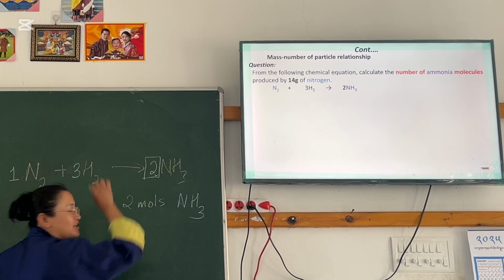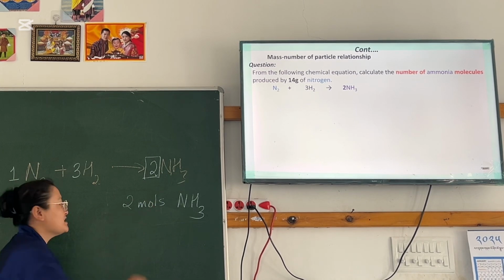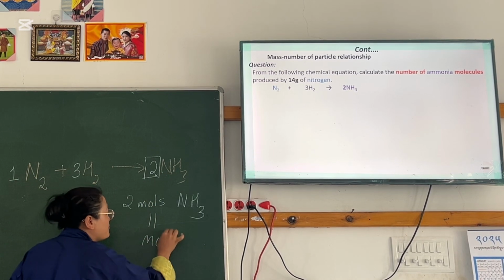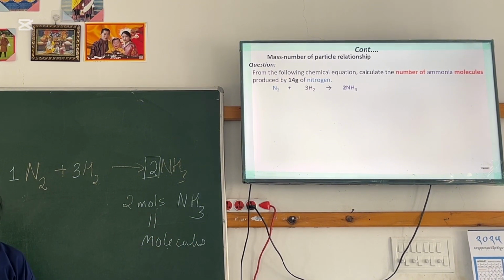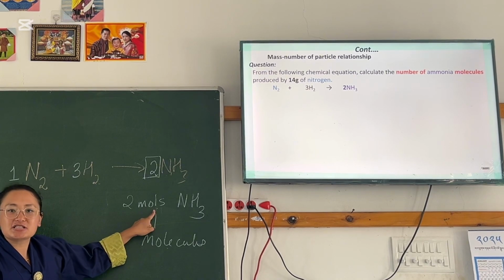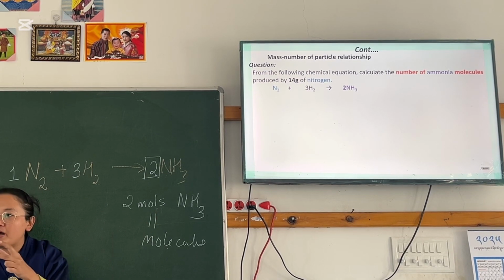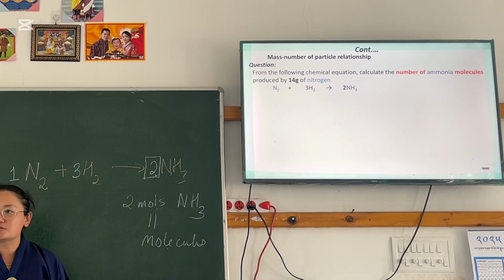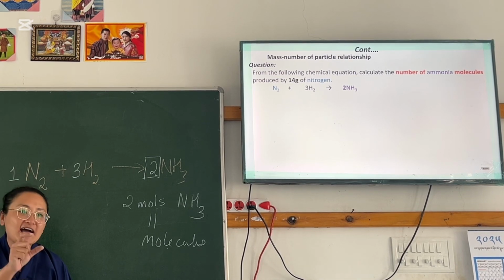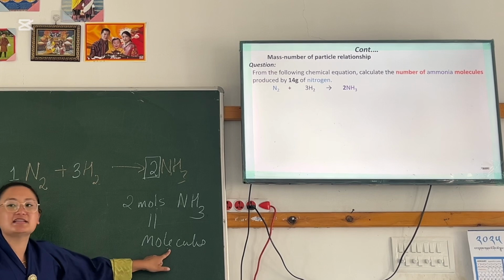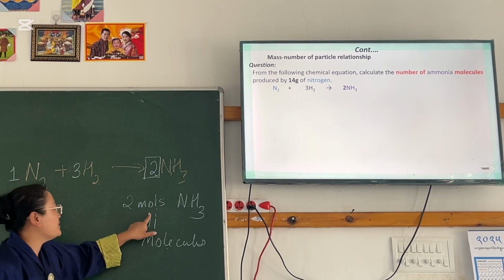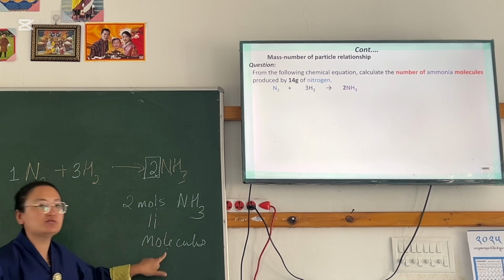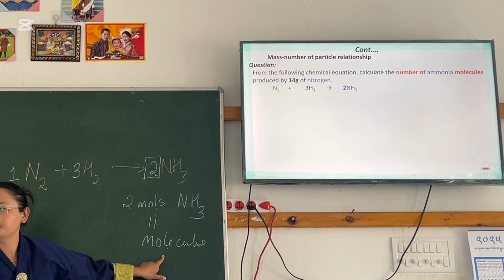But in our case, they are saying calculate the number of ammonia molecules. So we have ammonia here. Instead of moles, they are saying how many molecules. Moles and molecules, are they similar? Moles is a unit. Molecules, when atoms combine together, they form molecules. Just like atoms, molecules, ions, they are particles. Moles is a unit.